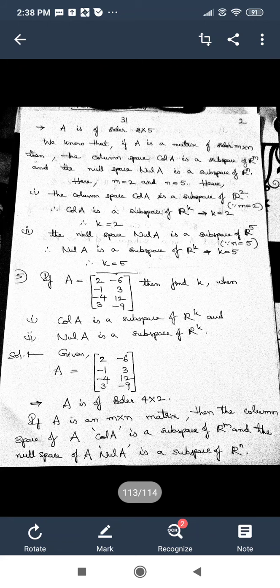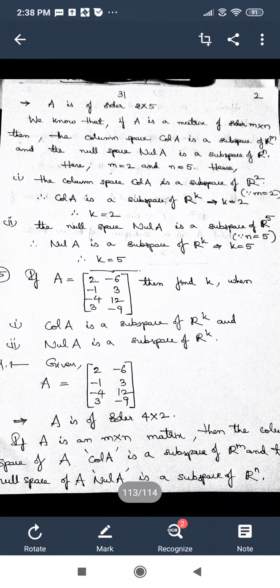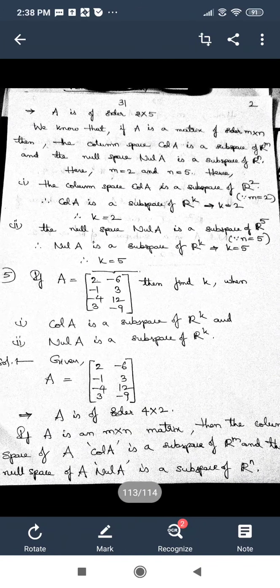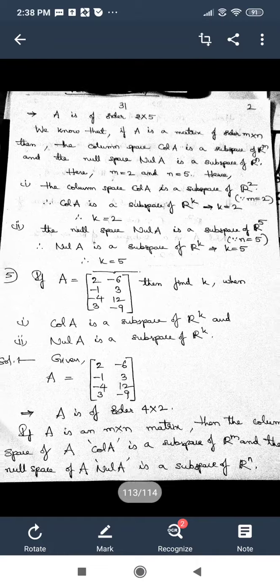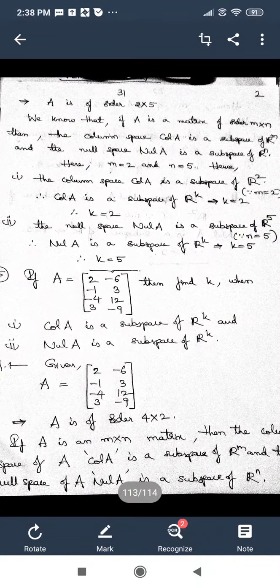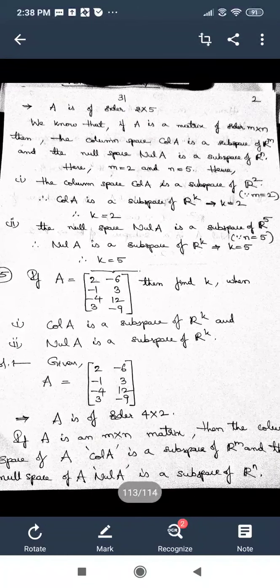And moving to the last problem of this model, we are given a matrix capital A like this with 4 rows and 2 columns, and we are asked to find the value of k when column A is a subspace of Rk and null A is a subspace of Rk again. Here k varies in the first bit and second bit depending on the number of rows and the number of columns of the given matrix A.